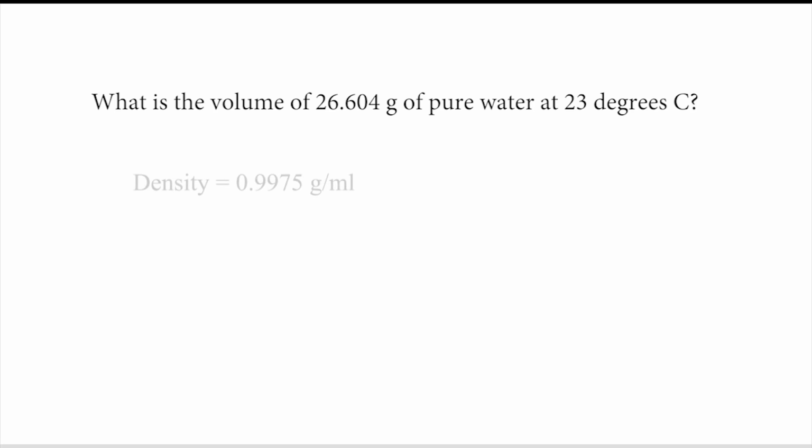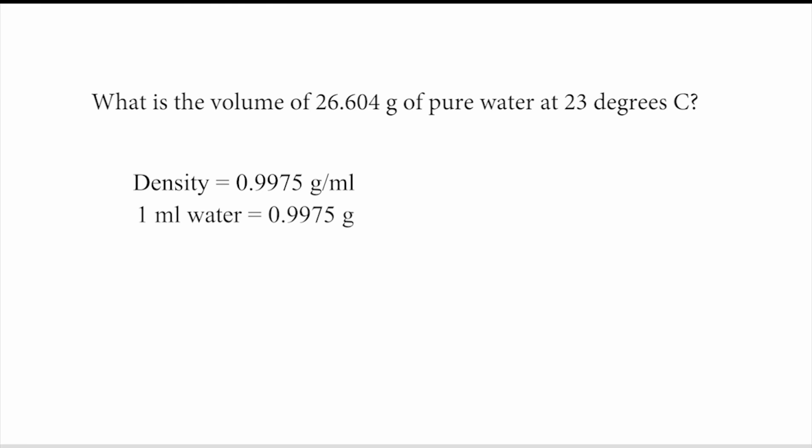The density of water at 23 degrees C is equal to 0.9975 grams per milliliter. This allows us to write an equality that says that 1 milliliter of water should have a mass of 0.9975 grams. We can use this equality to calculate either grams of water to milliliters of water or milliliters of water to grams of water. In this problem, we want to convert the mass of water to the volume of water.